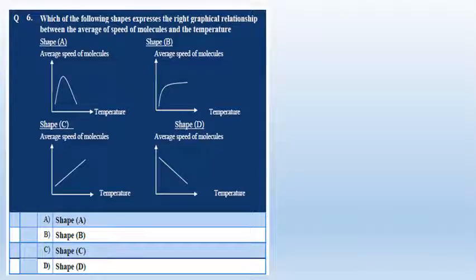Question 6. Which of the following shapes expresses the right graphical relationship between the average speed of molecules and the temperature? We know that by increasing the speed of anything, its temperature increases. So by increasing the average speed of molecules, the temperature of the substance must increase. So this is directly proportional. So the answer will be for sure shape C.